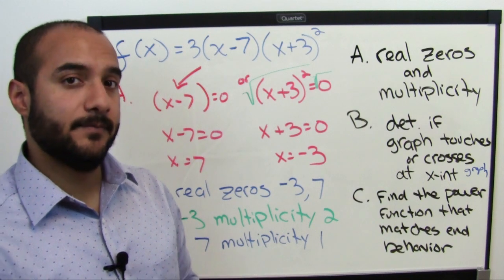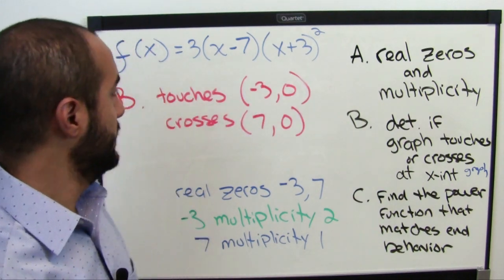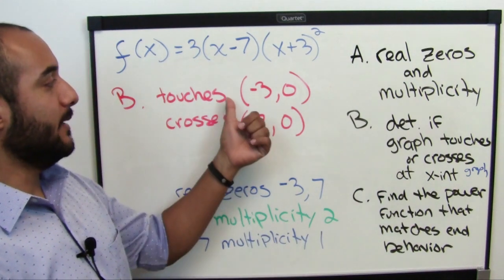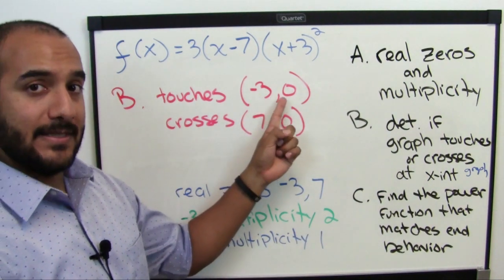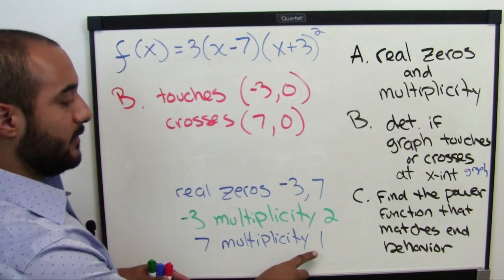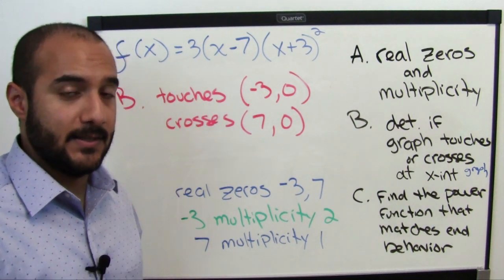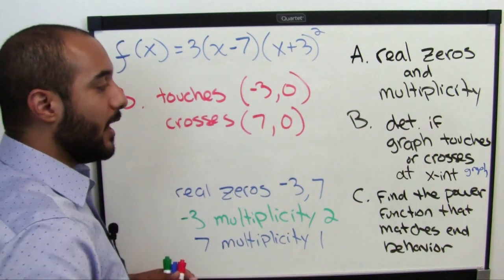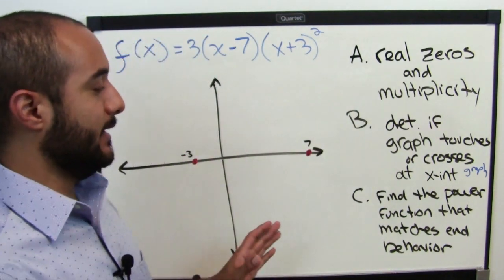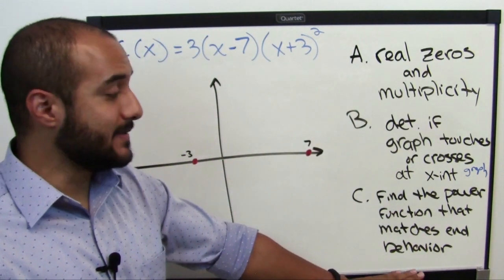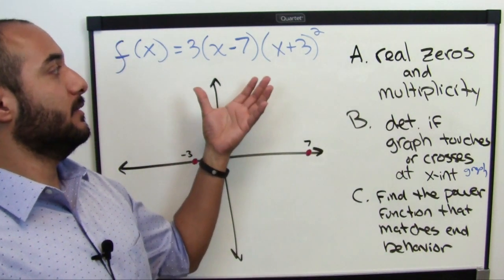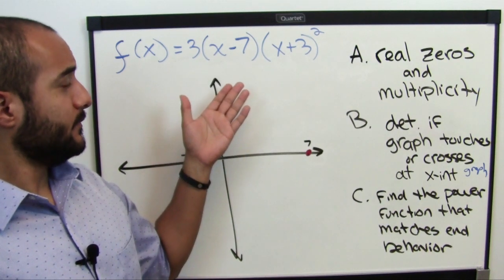Let's look at part B. Remember that because my multiplicity is even, at the point -3, 0, the graph is only going to touch that x-intercept. But here, because my multiplicity is odd, it is going to cross that x-intercept. As I'm graphing, I'm also going to be doing C, because I'm going to be thinking about the end behaviors of my graph.